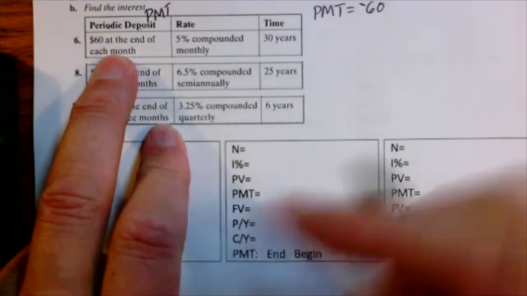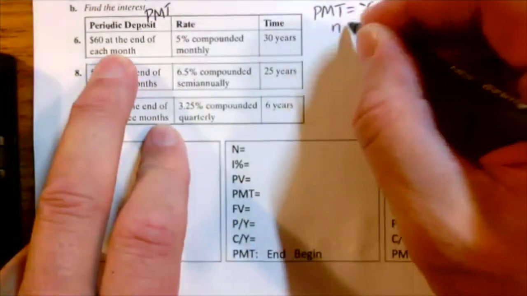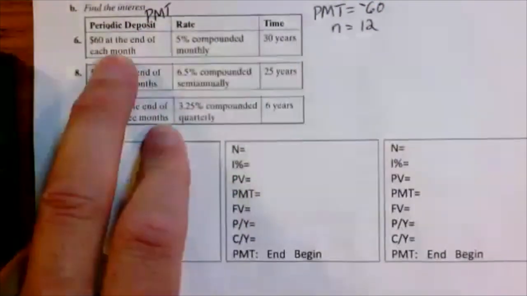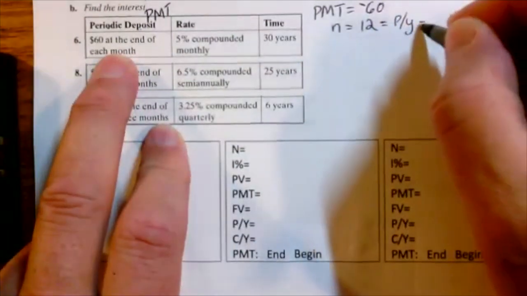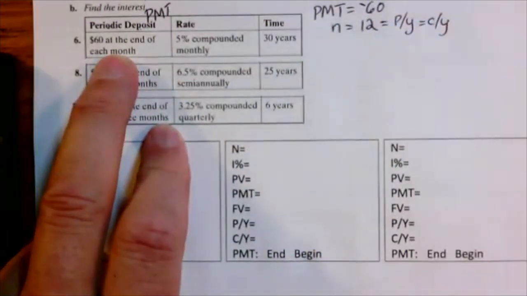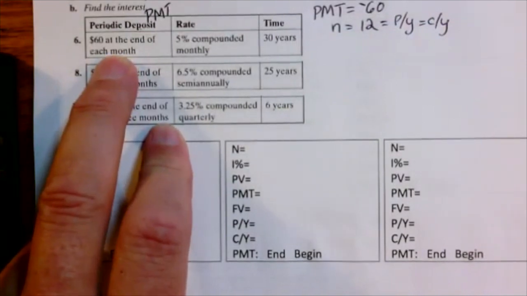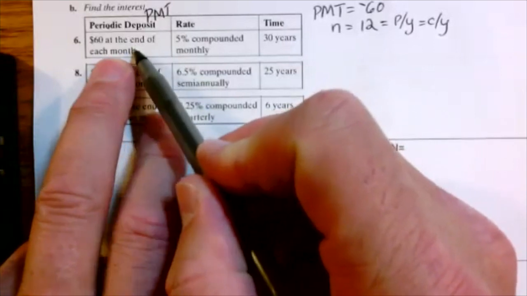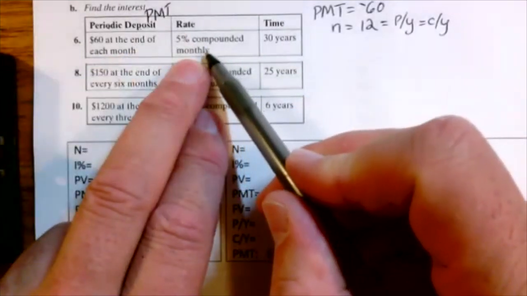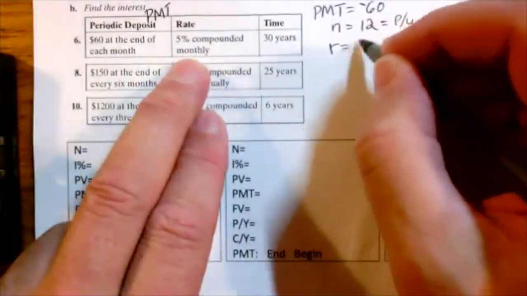It's a payment that's being made each month, so the compounding factor is 12. That leads the payments per year and compounding per year both to be 12. So we get those two from the first piece. Then we go to the next piece. The interest rate is 5%.